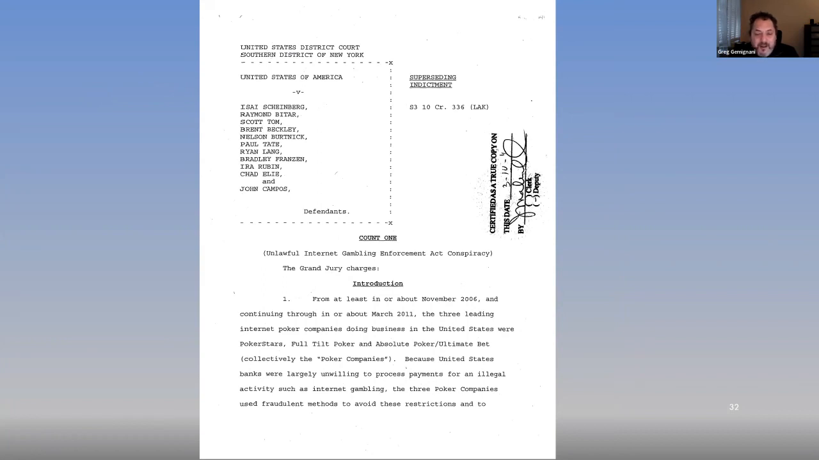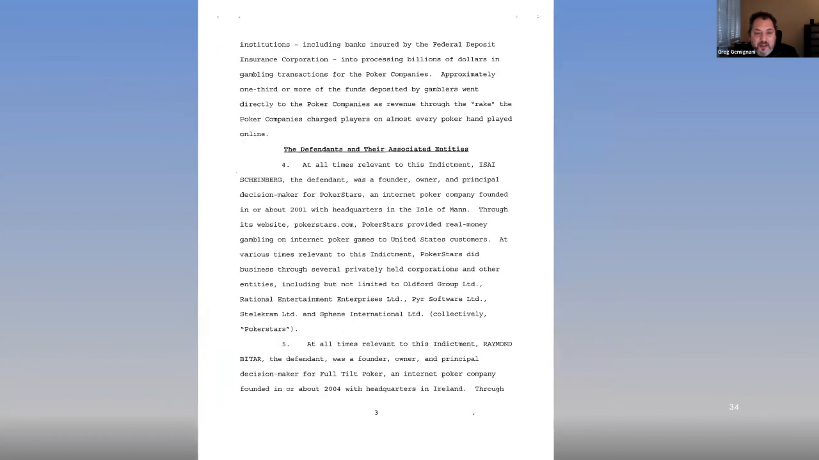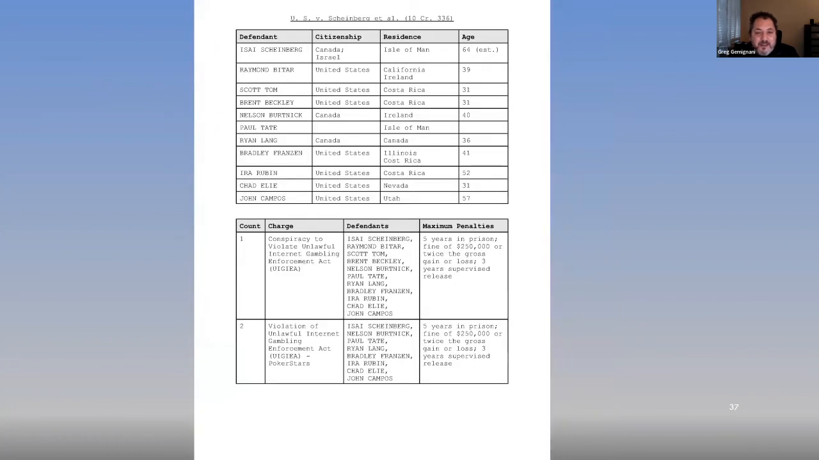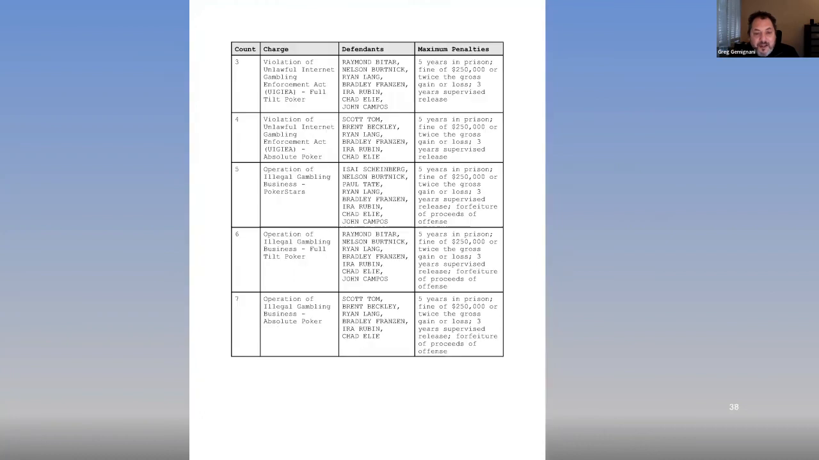It's pretty good reading. But if you look at the actual indictments, what you have are conspiracy to violate the Unlawful Internet Gambling Enforcement Act, and we'll talk about that in a future class. But as you move down, it's operation of an illegal gambling business, PokerStars, against the key people at PokerStars. Isai Scheinberg, Nelson Burtnick, Paul Tate, Ryan Lang, all the way down, Chad Ely, John Campos.